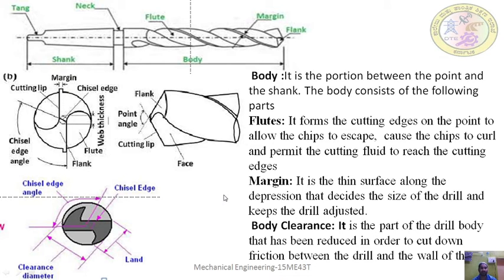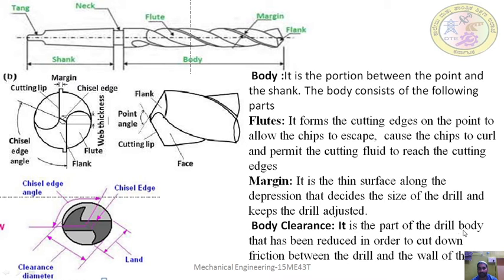Why? Because to reduce the friction. What will happen if it is of actual diameter? Then there will be more surface in contact. More surface of the body will be in contact with the machine surface. So that will increase the friction and heat generation. So in order to avoid that, this portion of the body is slightly reduced in diameter compared to these surfaces in order to reduce the friction. So that is called as body clearance.